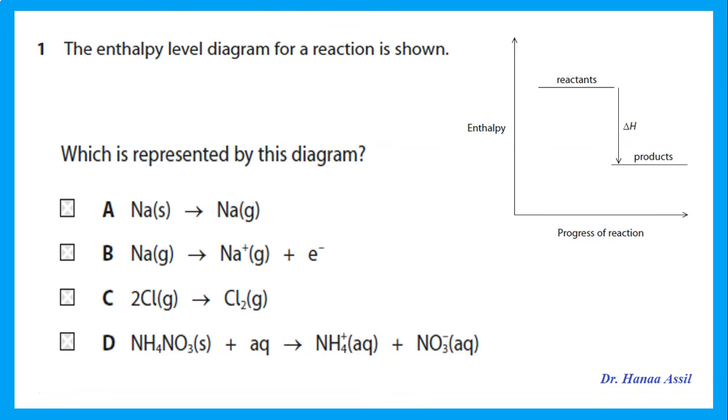So we look at this diagram and we find, is this a diagram of an exothermic or endothermic reaction? Of course, when the products have less energy than the reactants, this is an exothermic reaction. So the question is, which of these options is exothermic? A is delta H of atomization. This needs energy, so this is endothermic. This is ionization energy. This also needs to take in energy, so it's endothermic.